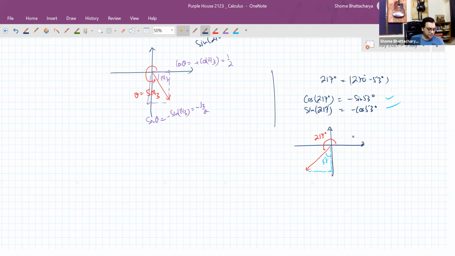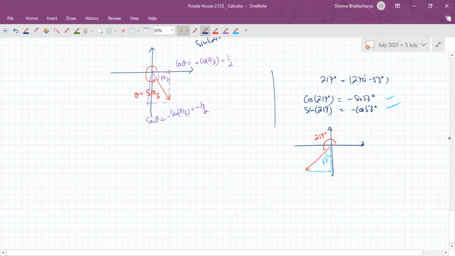Okay, people. So I think with this you should be able to handle any values of cos theta and sine theta. Okay. So can you do the slide a bit above?